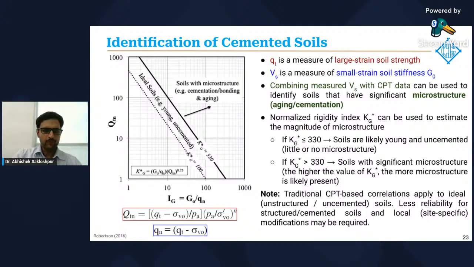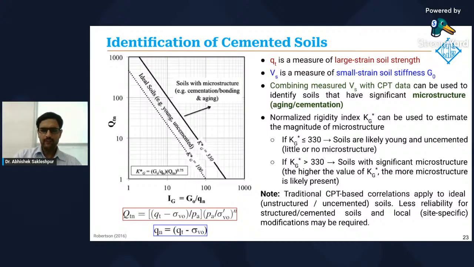So this is a chart from Robertson 2016, where we have a normalized rigidity index, KG star, that can be used to estimate the magnitude of microstructure. This normalized rigidity index is basically a function of G naught, the small strain shear modulus, qnet, which is the net cone resistance, and capital Qtn, which is the normalized cone resistance. So basically, if this parameter KG star is less than 330, it means that soils are likely young and uncemented with little or no microstructure. And if it's more than 330, it means that we likely have significant microstructure.